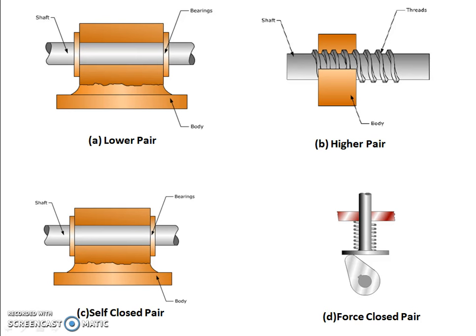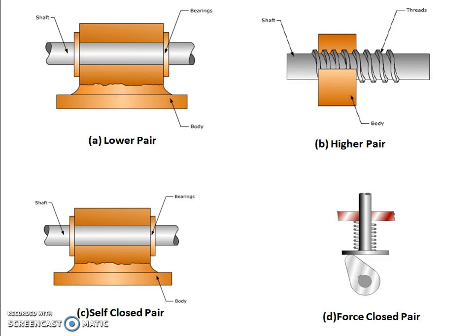Then the next one is the self-closed pair. In a self-closed pair, when two elements of the pair are connected together mechanically in such a way that only the required kind of relative motion occurs, then it is called a self-closed pair. Example, sliding pair.